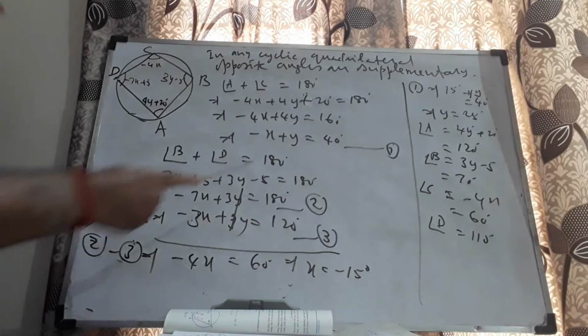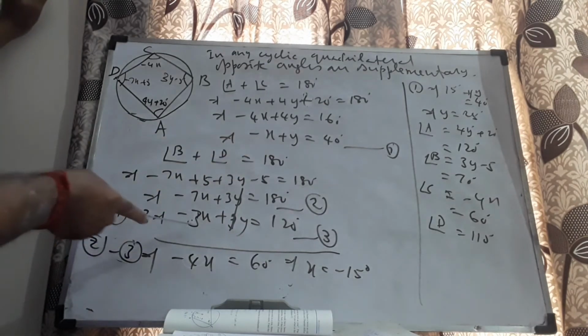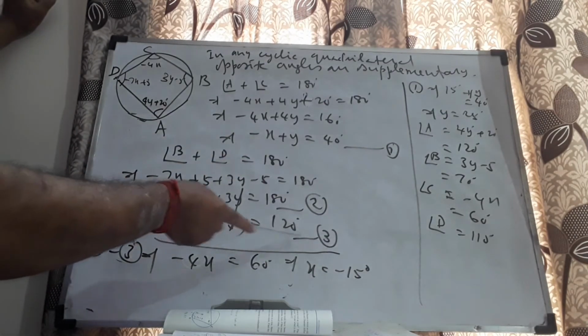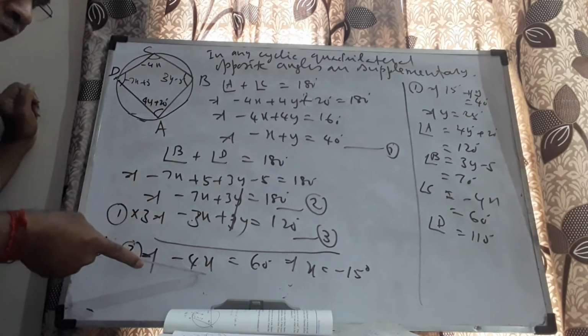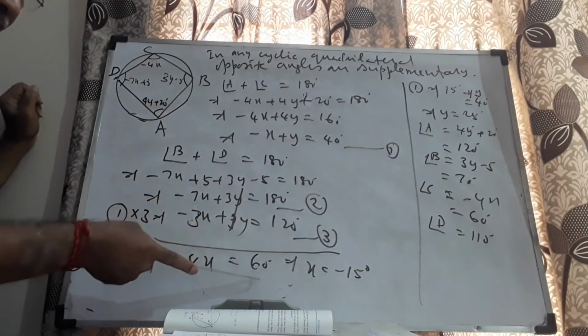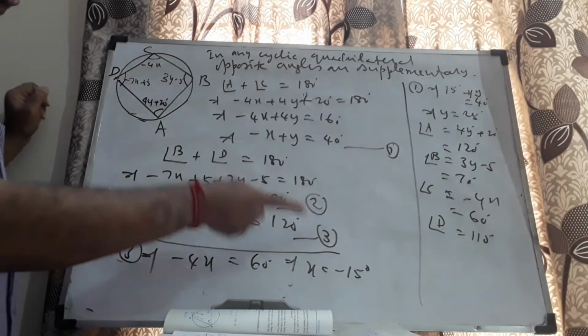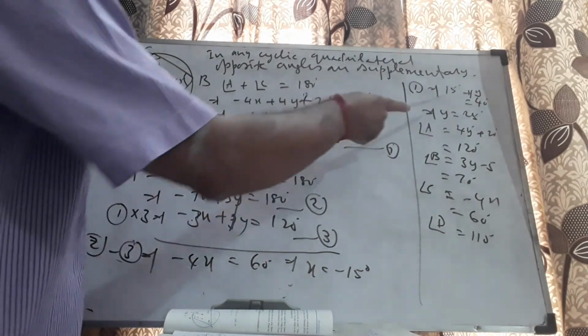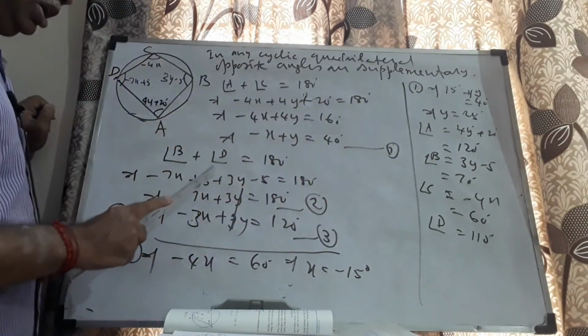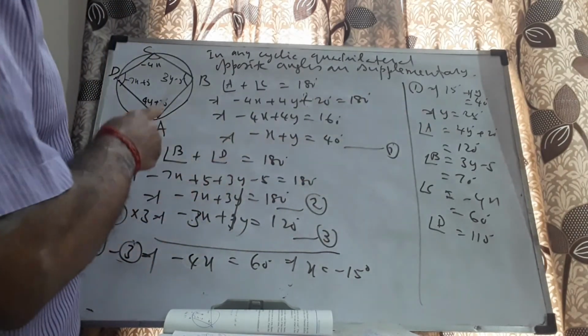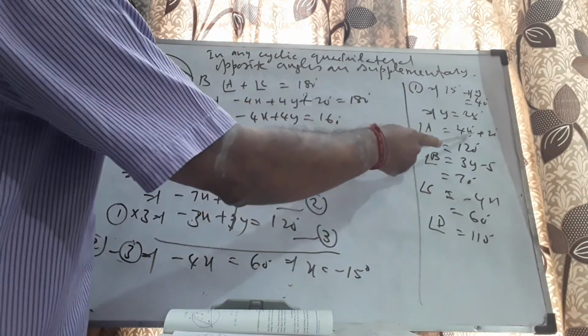Equation 2. Multiply equation 1 by 3. Minus 3x plus 3y is 120 degrees. Subtract 3 from 2. 3y minus 3y goes off. Minus 4x equal to 60 degrees. X is minus 15 degrees. Go back to equation 1. 15 plus y is 40. Y is 25 degrees. Therefore, my angle A now becomes 4y plus 20.